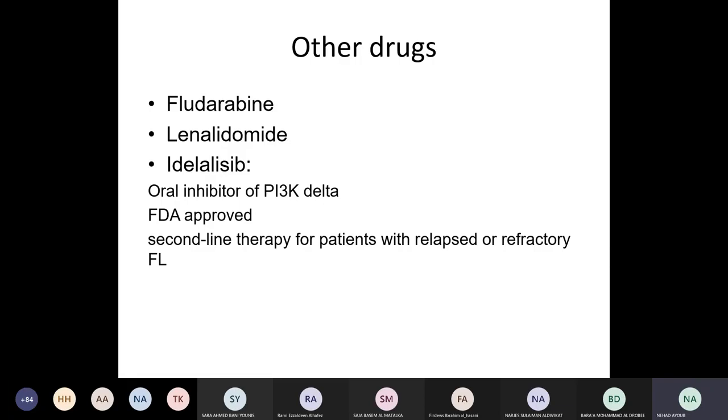الليناليدومايد هو دواء هو ما رح يمرق معكم لأنه إحنا ما بنغطي المالتيبل مايلوما. It is an immunomodulating drug. It belongs to the same family of thalidomide. Okay. هاي الأدوية very effective in multiple myeloma. كمان الليناليدومايد لقيوا إنه can be potentially يعني effective أو useful بالهاتشكنز بالادفانسد follicular lymphoma. فكمان في يعني trials. Okay. بس الفلودارابين lenalidomide still not approved to treat advanced follicular lymphoma.